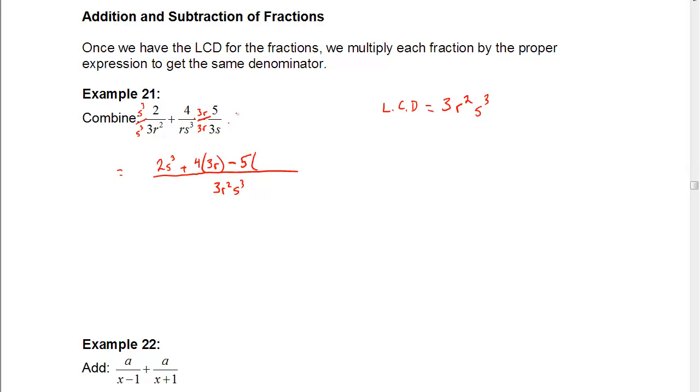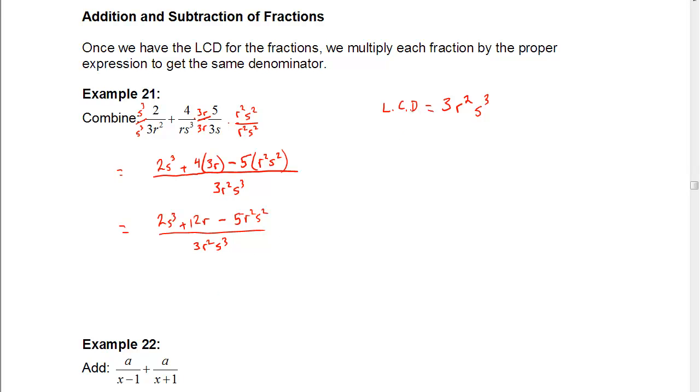3s is missing r squared and s squared, so we have to multiply by r squared, s squared. And that gives us 5 r squared s squared, and the denominator is our LCD. Now we just need to evaluate the numerator, so we get 2s cubed plus 12r minus 5 r squared s squared over the denominator, which is 3r squared s cubed, and that's our final answer. We can't simplify the numerator anymore, so we're done.